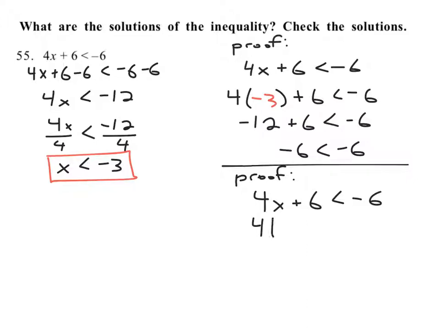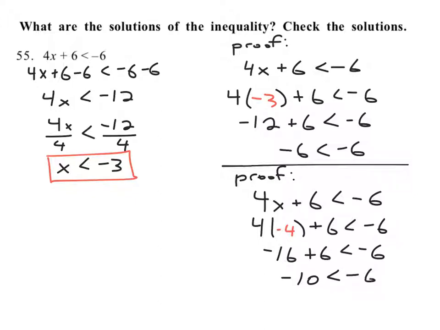So 4 parentheses negative 4 plus 6 is less than negative 6. And then 4 times negative 4, negative 16, plus 6 is less than negative 6. Okay, and what's negative 16 plus 6? It is negative 10. And is negative 10 less than negative 6?